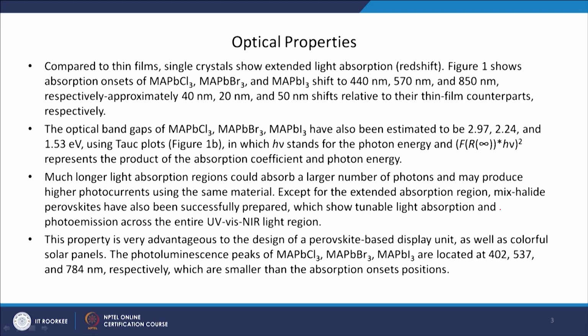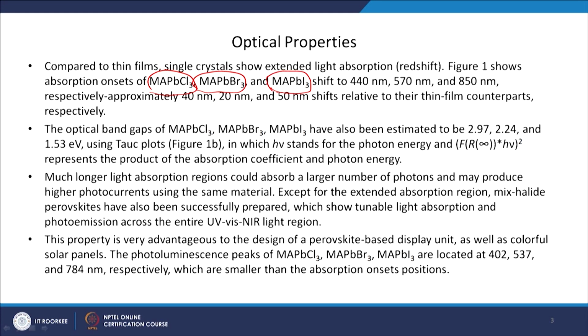Now, optical properties. Compared to thin films, single crystals show extended light absorption or redshift. Figure 1 shows the absorption onset of MAPbCl3, MAPbBr3 and MAPbI3 shifting to 440 nanometer, 570 nanometer and 850 nanometer respectively, approximately 40 nanometer, 20 nanometer and 50 nanometer shifts relative to their thin film counterparts respectively. So, these three perovskite materials, one is MAPbCl3, or if you replace the chlorine with bromine, or if you replace the chlorine with iodine.